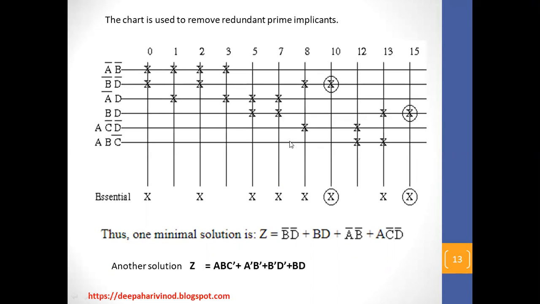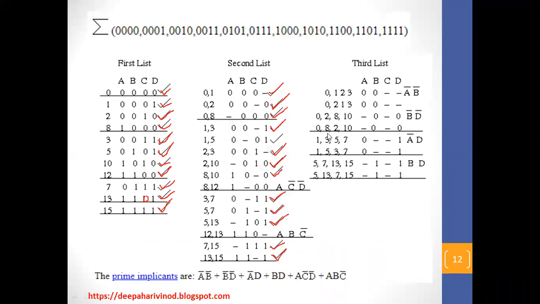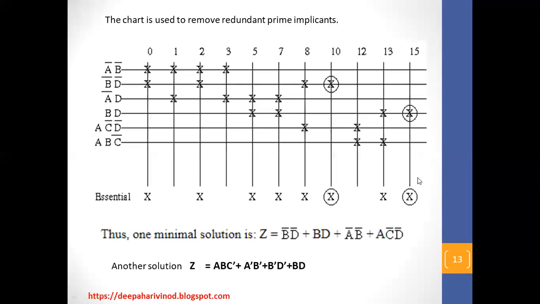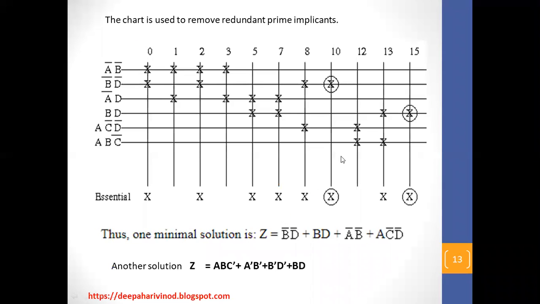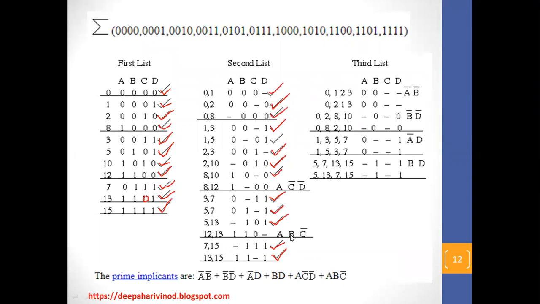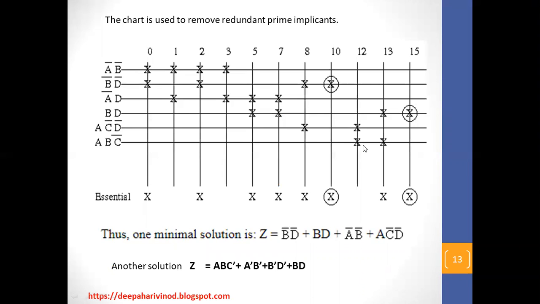And next is bd: 5, 7, 13, 15. And next a, c bar, d bar. What are the combinations? A, c bar, d bar: 8 and 12. Note it. And the last combination is a, b, c bar, that is 12 and 13.